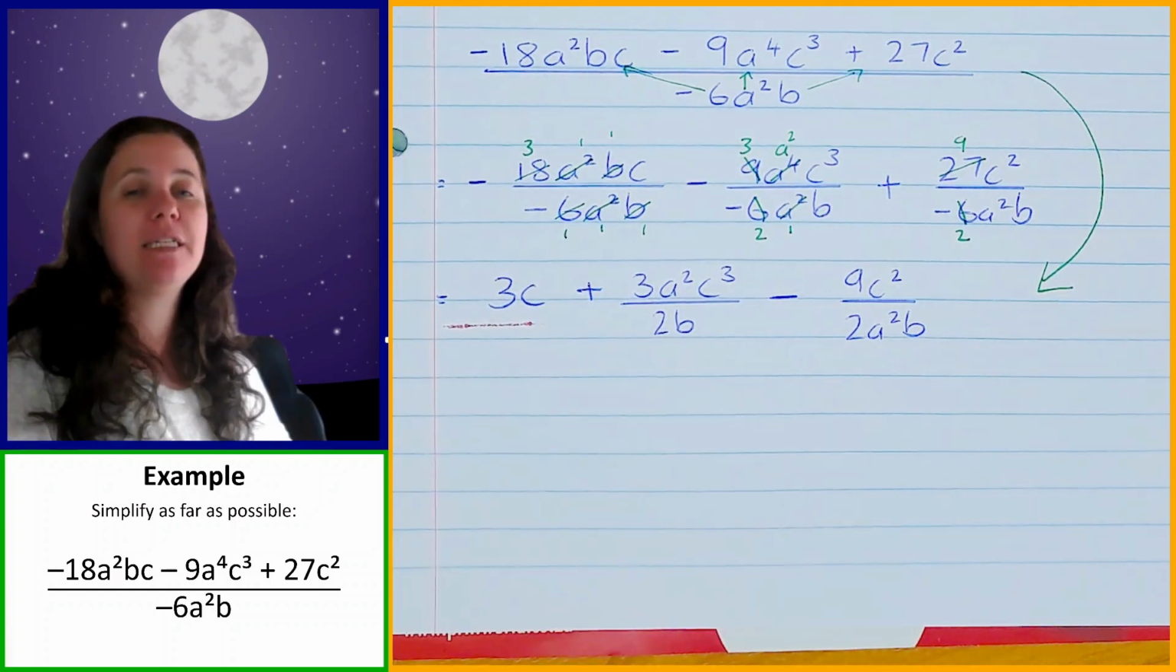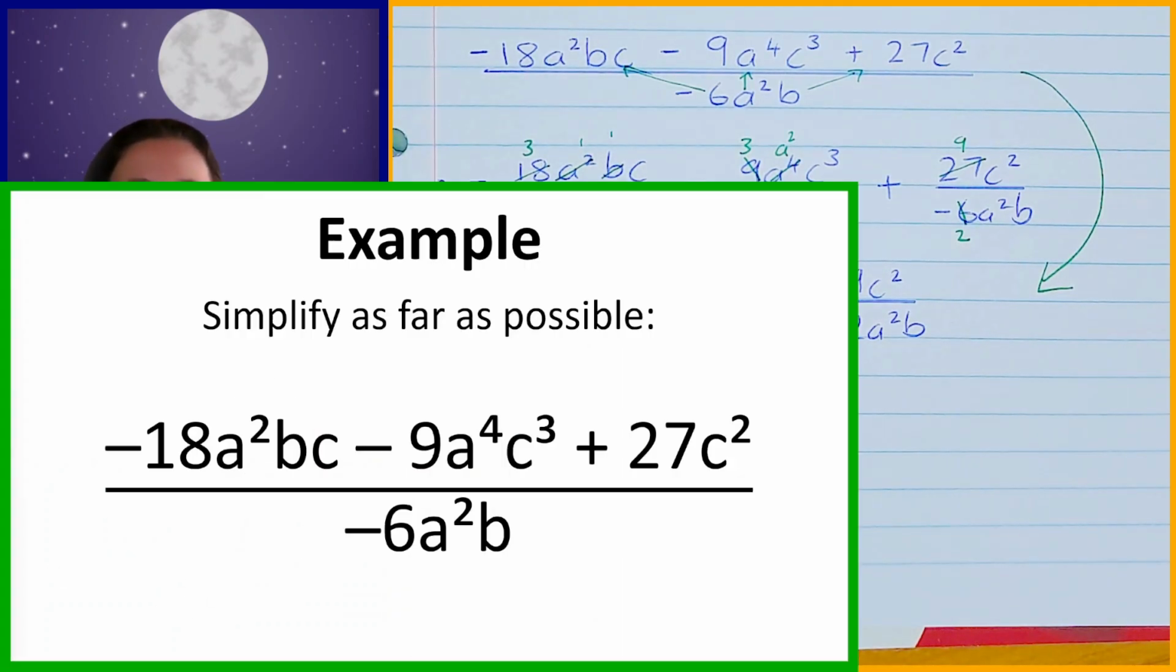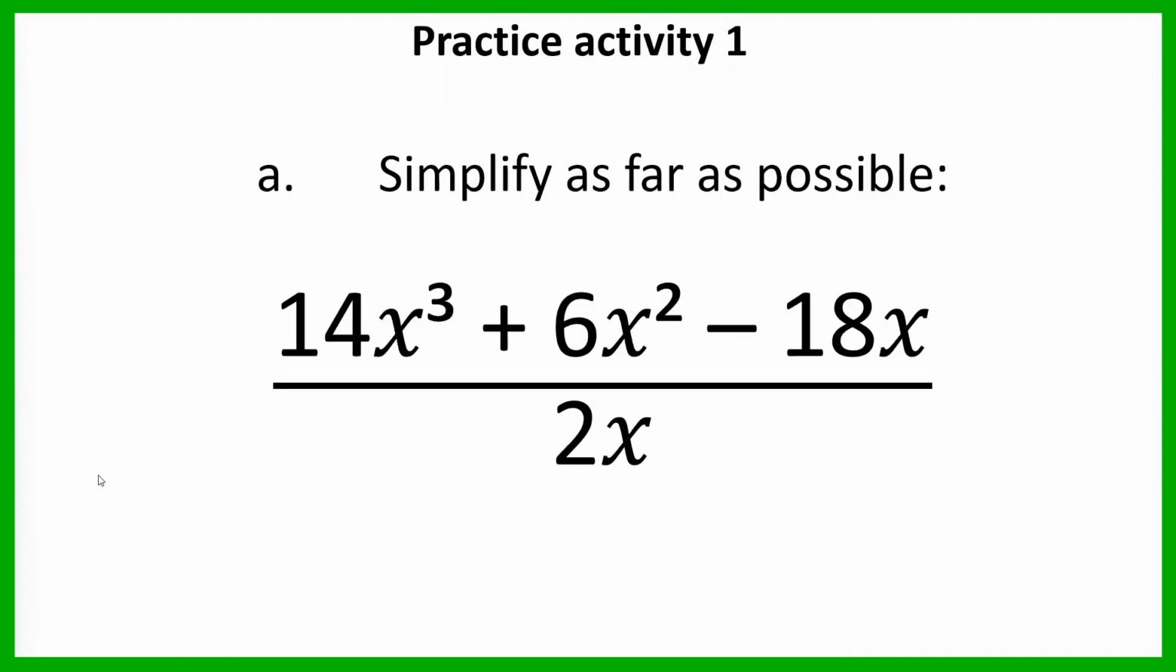Okay, so now I'm going to give you a few that you're going to do for yourself. Here's the first one you're going to do. We've got 14x cubed plus 6x squared minus 18x all over 2x. I'm going to give you 1 minute to simplify this as far as possible.